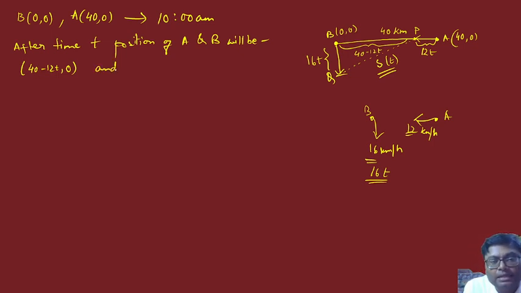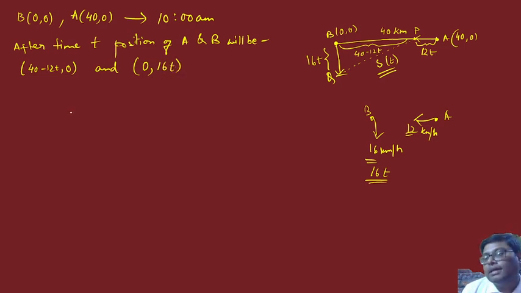Okay, and what will be the coordinate of B? B is moving along the y axis, there is no movement along the x axis, so that's why the x coordinate will be 0 for B, but after time t it will move up to 16t.